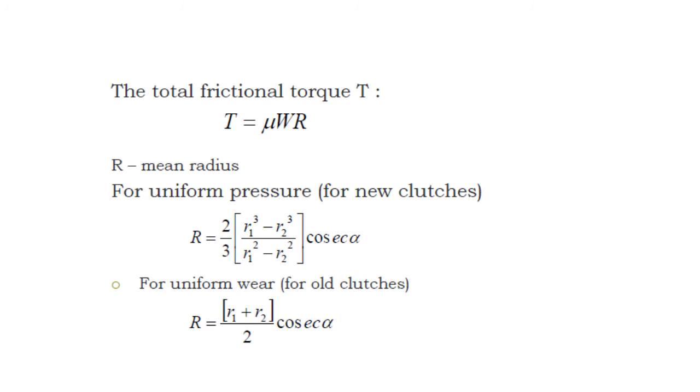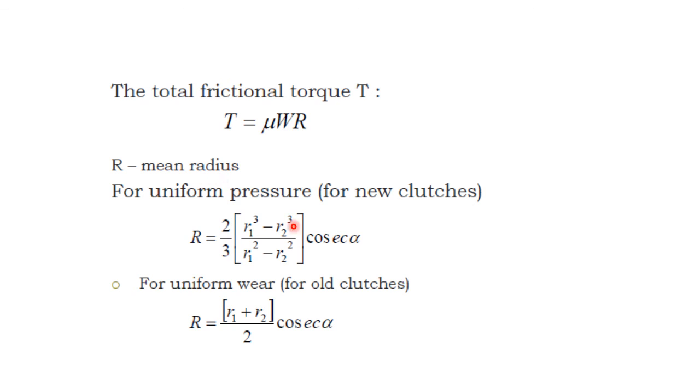The total frictional torque T is equal to mu W R. It means that T is equal to mu multiplied by W multiplied by R. Mu is the frictional coefficient, W is the applied pressure on the male cone along the female cone, and R is the mean radius.